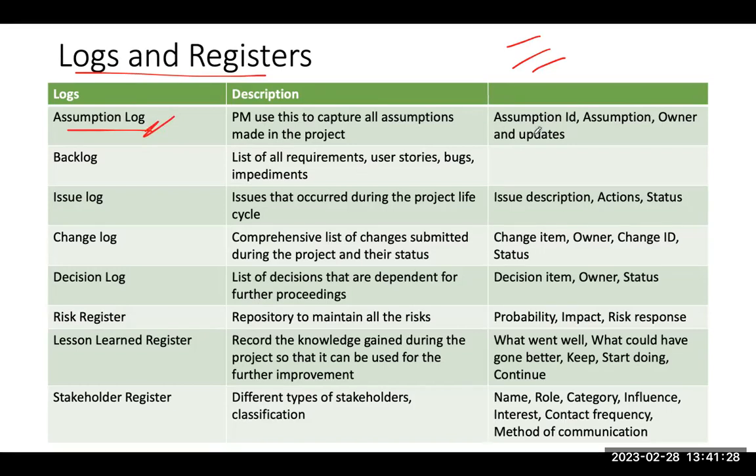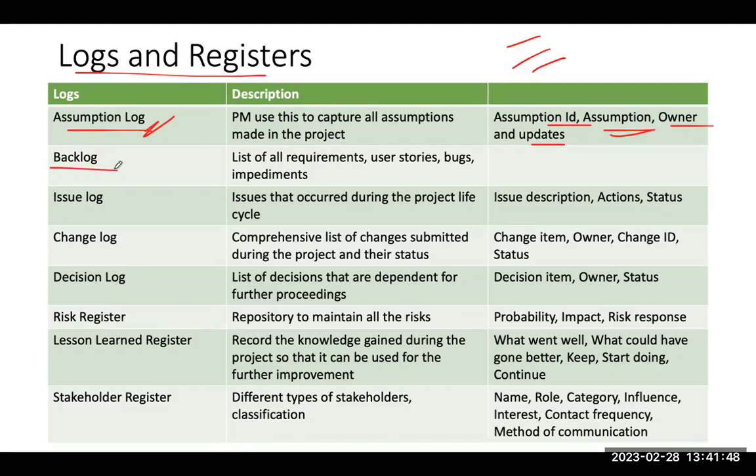What does an assumption log usually contain? An assumption ID. It is usually a serial number followed by 1 to 3. An assumption. What is my assumption here? My assumption is a resource A is 100% dedicated to my project. And who is the owner? And what is the latest update to that?